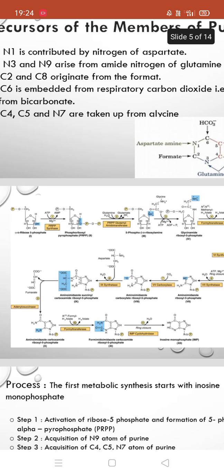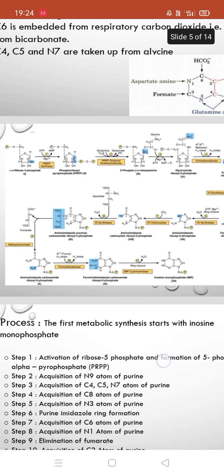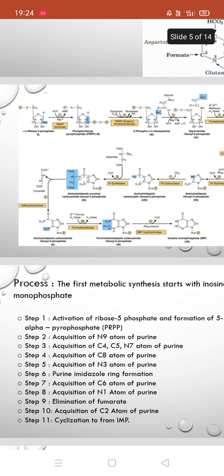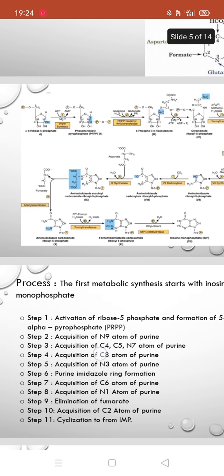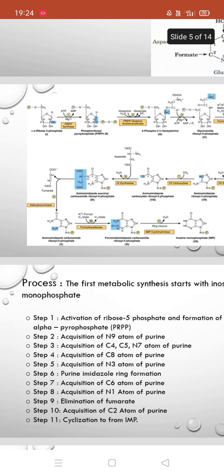The whole process is divided into 11 steps. In these steps, the purine synthesis starts with inosine 5-monophosphate. Step first, activation of ribose 5-phosphate and formation of 5-phosphoribosyl alpha-pyrophosphate, in short, we call it PRPP.